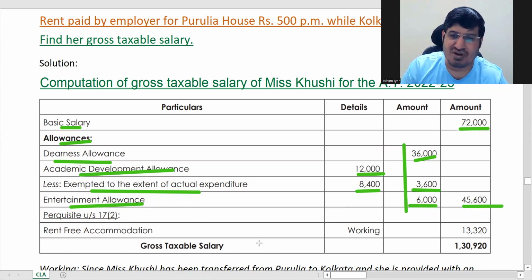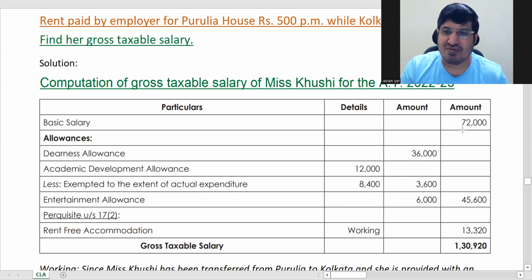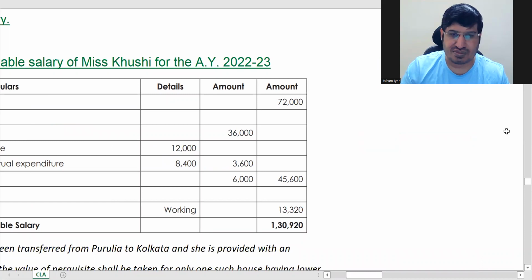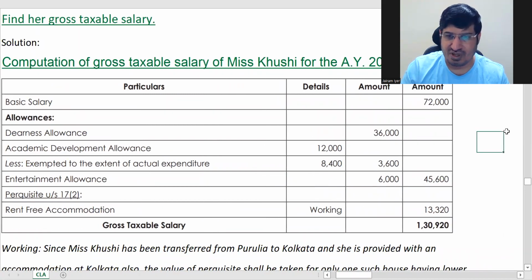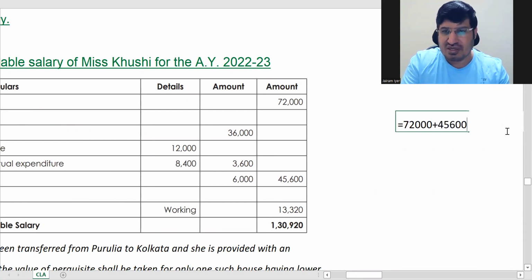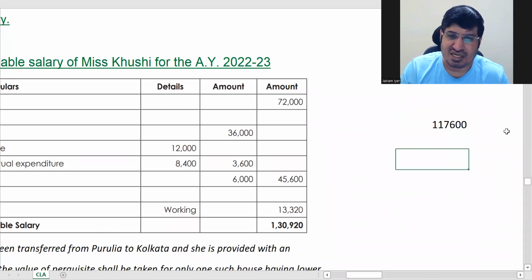Now last is rent-free accommodation. We'll work it out. Now here, in this case, you have the salary for the purpose of rent-free accommodation. You will take all three, because this is DA, and these two are taxable allowances. So basically, you can just add these two and you will get the salary for rent-free accommodation. Let me just add it here: 72,000 plus 45,600, that is 117,600. Okay.